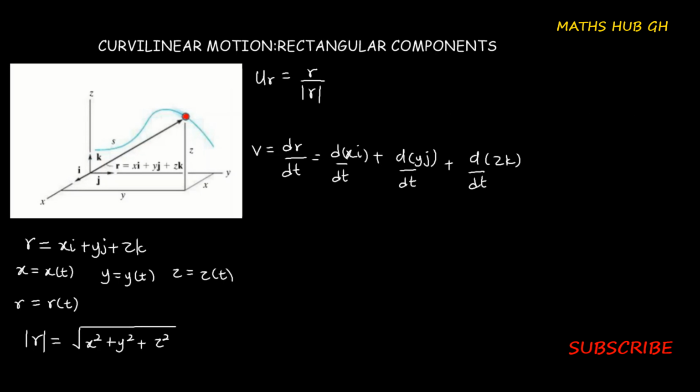I will further rewrite this as v equals dr/dt, which will be equal to dx/dt i plus dy/dt j plus dz/dt k. I'm rewriting it this way so that you can see it well. So this will be the expression for the velocity.